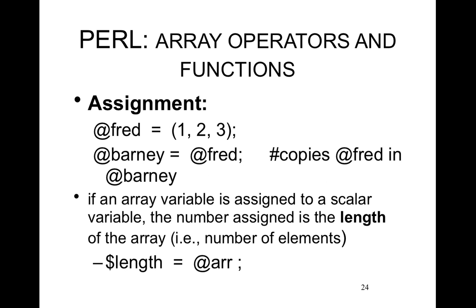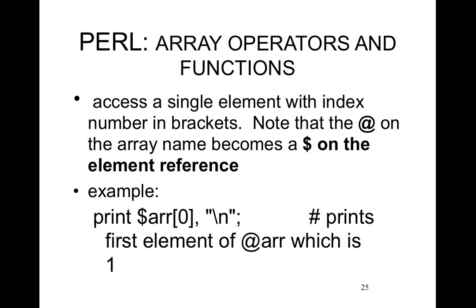So let's take a look at some operations and functions that are valid on arrays. We saw the assignment: @fred = (1, 2, 3). @barney is going to be equal to @fred. We can copy one array to another array. So if an array variable is assigned to a scalar variable, the number assigned is the length of the array. So I take an array and I copy it to a value. I'm going to get the length assigned to it. Why do you want that? Oh, because you might want the length. So that length is going to be equal to that array. It's going to come back and say, because it's going to return the last index value, which is going to be the size of the array.